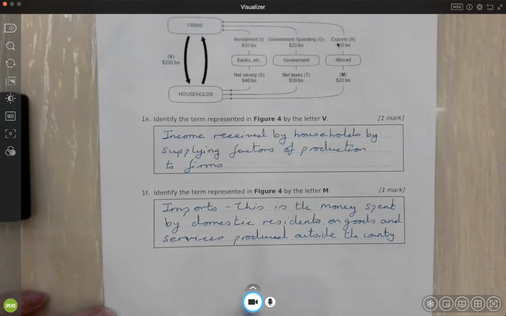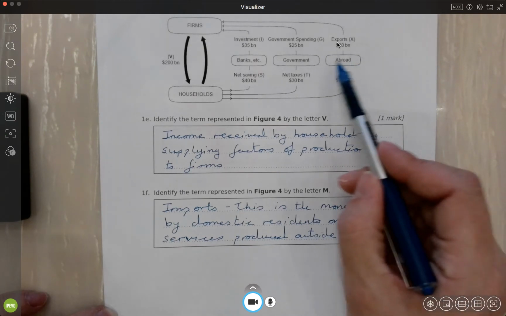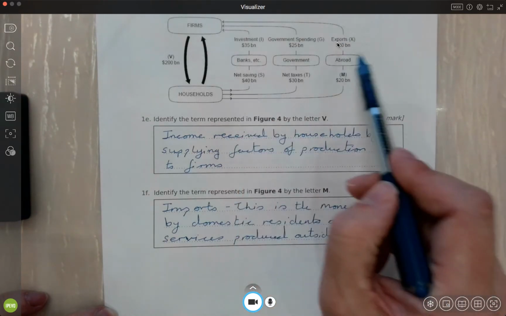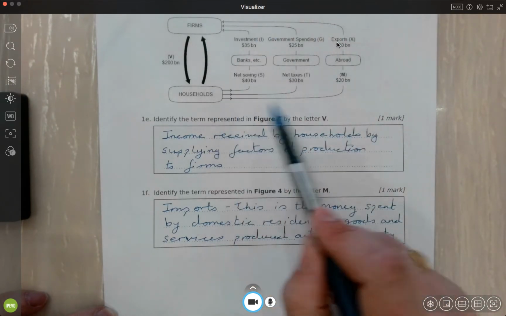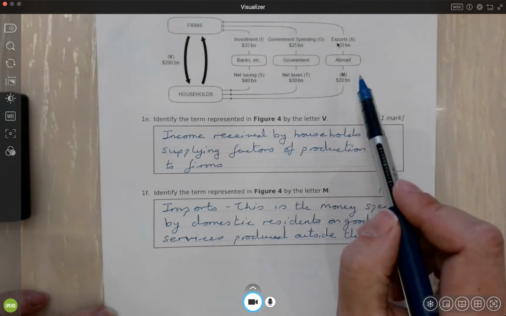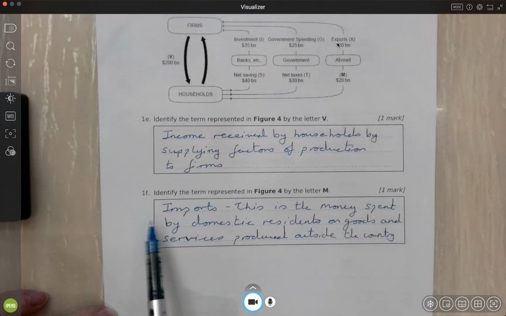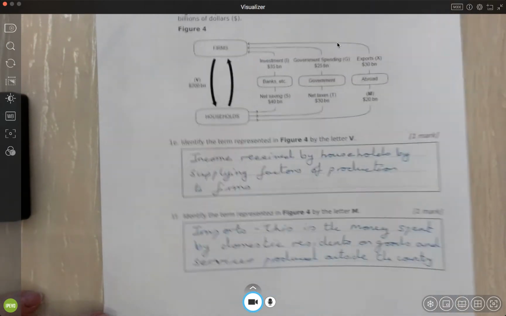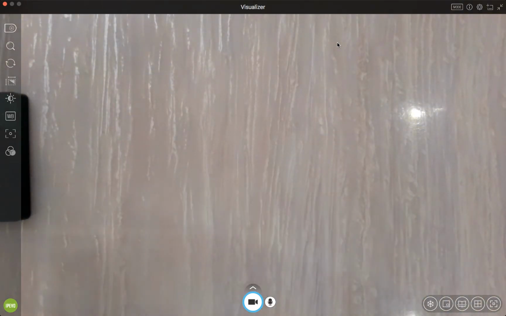Now, the next thing it asks is identify the term represented in figure 4 by the letter M. And we have here M. We've got the foreign market or abroad here. So this is money coming into firms, from exports, from foreigners buying their goods. And this is money going out of households and not into firms, essentially by imports. All you had to do was write down what imports are. But for a bit of extra revision, this is money spent by domestic residents on goods and services produced outside the country. It is a leakage from the circular flow of income and as such reduces aggregate demand in the country.